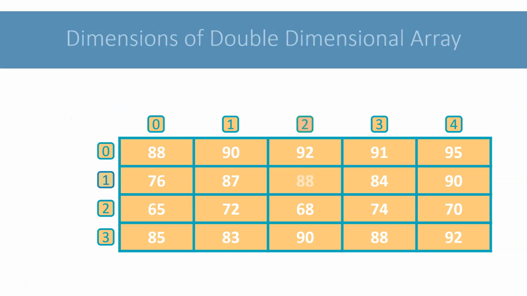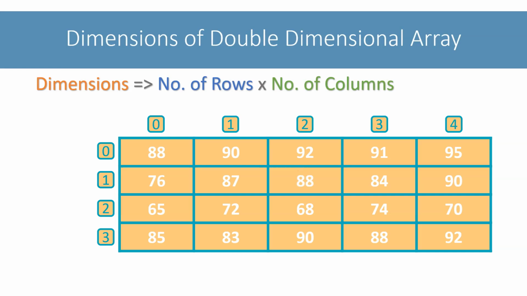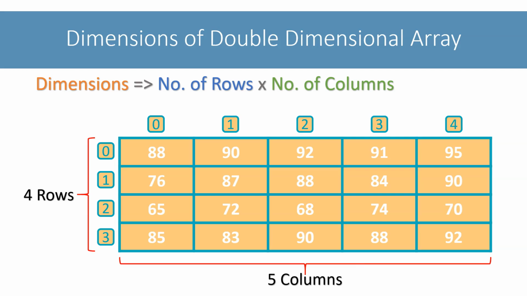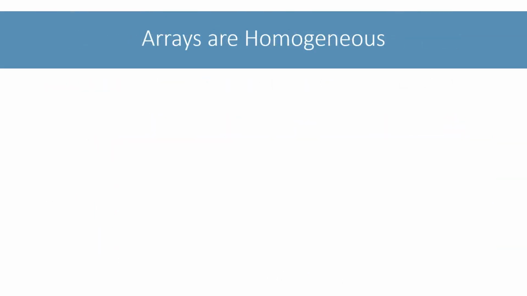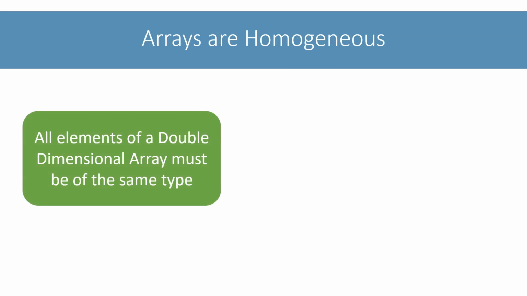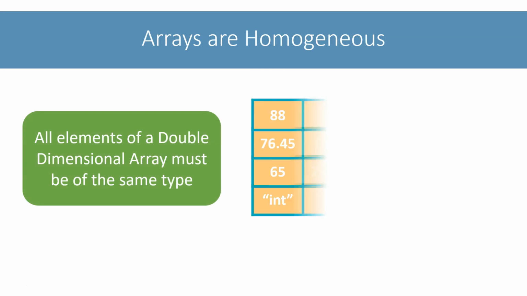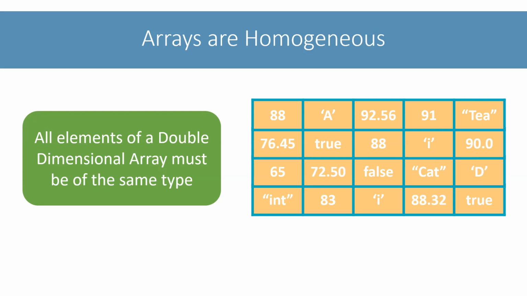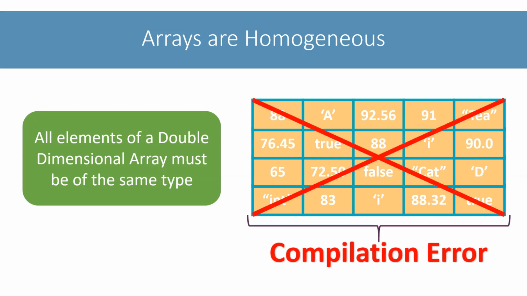We specify the dimensions of a 2D array as number of rows by number of columns. This array has 4 rows and 5 columns. So we can write its dimensions like this. We will say that dimensions of this 2D array are 4 by 5. Like one-dimensional arrays, all elements of a double-dimensional array must be of the same type. Elements of different data types within a 2D array will lead to compilation errors.